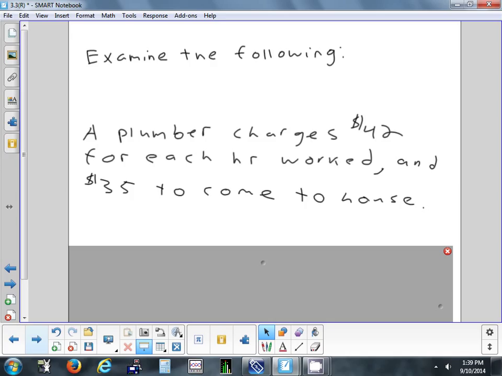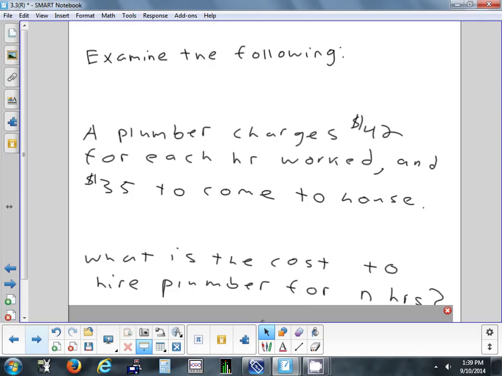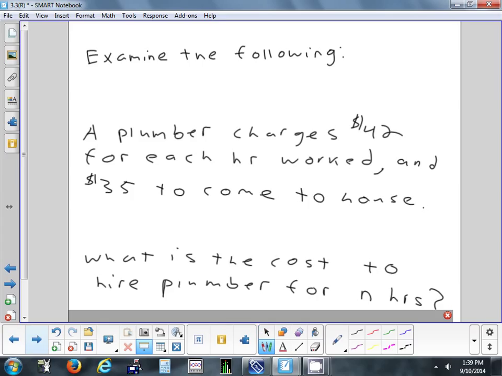Here it says a plumber is going to charge $42 for each hour that they're at the house doing work, and they charge a fee of $35 just to walk in through the door. So they pay the $35 right when they walk in, and then you have to pay $42 for every hour. This is going to lead into example 1 from the notes.